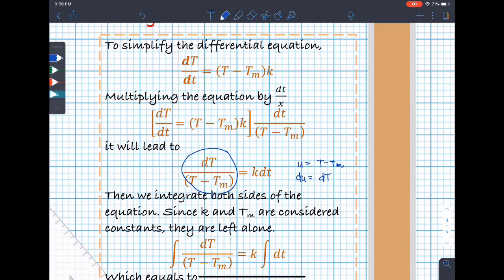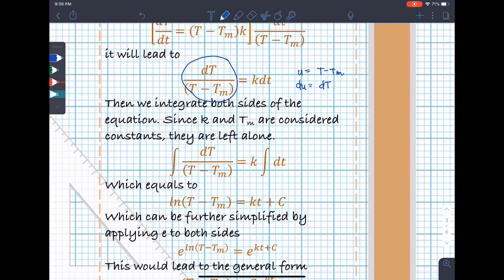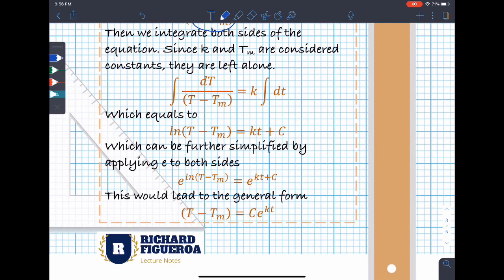Getting our numerator, the integral of that given differential equation would be a logarithmic function. So ln of T minus Tm equals kt plus C, and then exponentiating both sides will give us our general equation for Newton's law of cooling: T minus Tm equals C e^(kt). That is the general formula that we will be using for Newton's law of cooling.